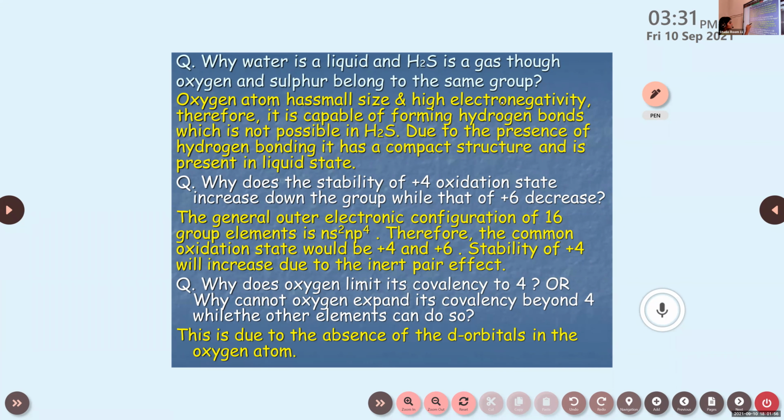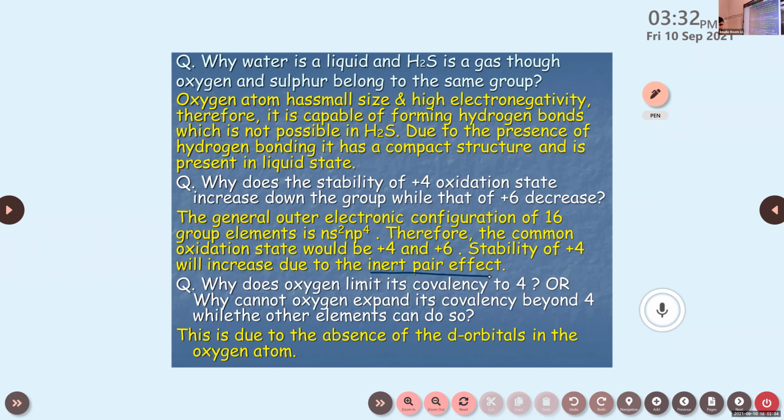The reason is that the general outer electronic configuration of group 16 elements is ns2np4, therefore the common oxidation states would be +4 and +6. The stability of +4 increases due to the inert pair effect. We discussed the inert pair effect in the last class, right? The inner s electrons do not take part in chemical reactions. Due to the inert pair effect of the s orbital, the stability of +4 increases and +6 decreases. So you can learn the reason: inert pair effect.